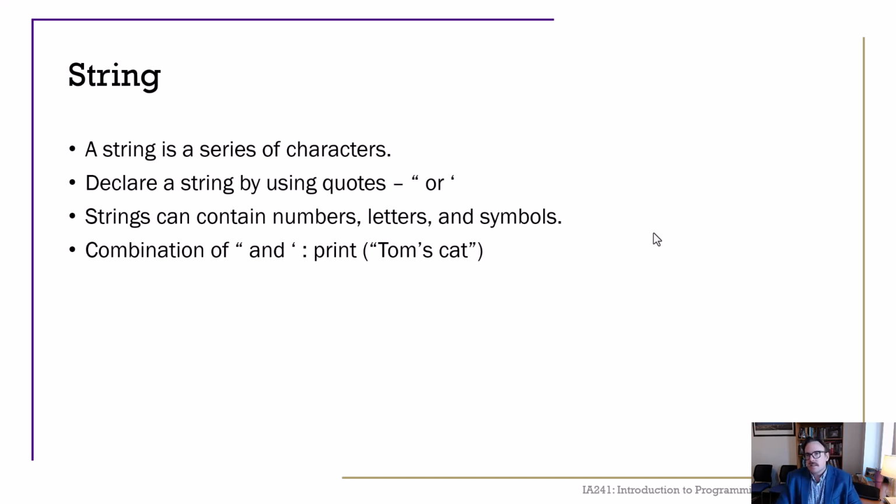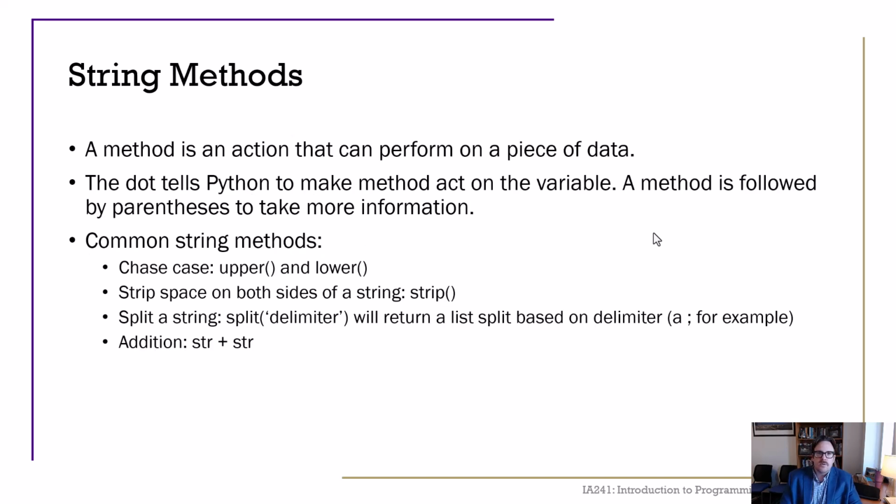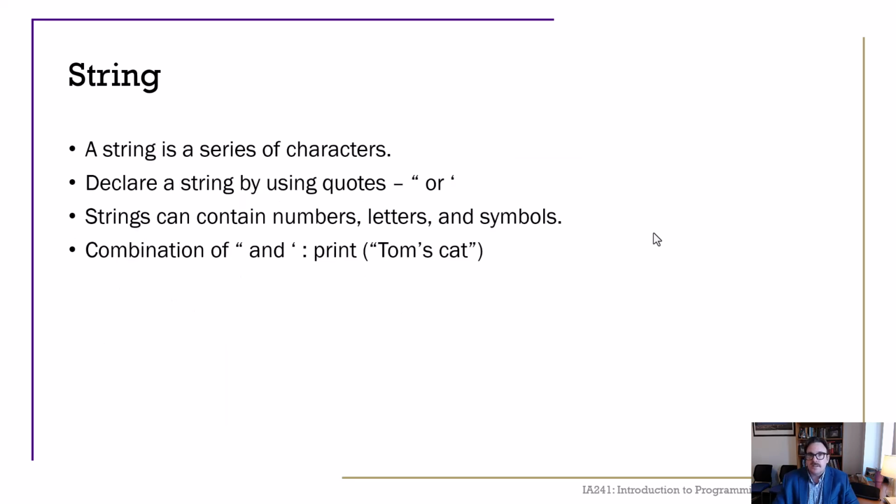Okay, so strings: numbers, letters, symbols, all included in quotation marks. We can include string methods, right? A method is an action that we can perform on a piece of data. There's a whole list of those, but some common methods are turning all of a string uppercase or lowercase, taking out a piece of information from a string, or splitting the string. In the example of Tom's cat, let's say we want to split it on the blank space. It would then be Tom's and cat.